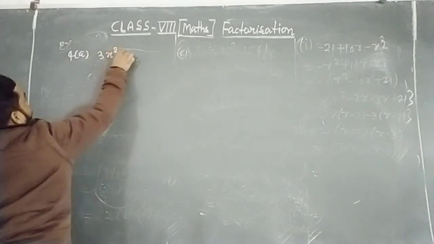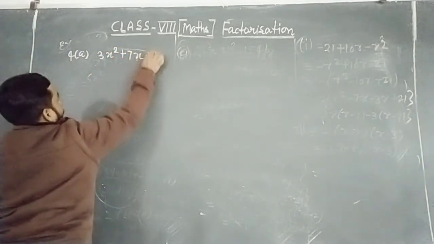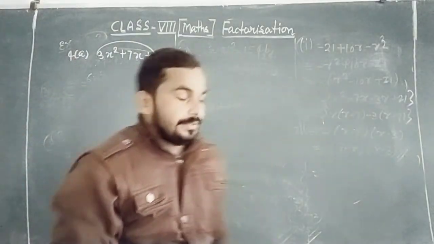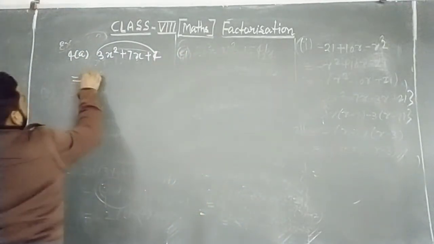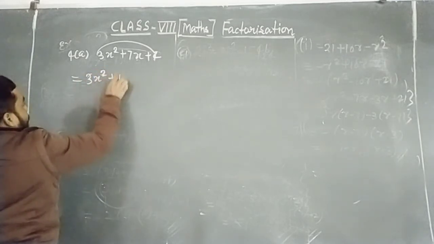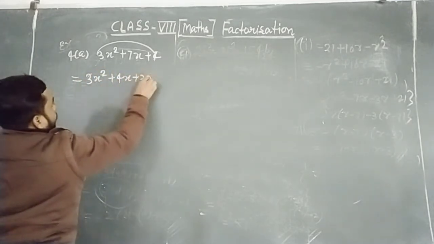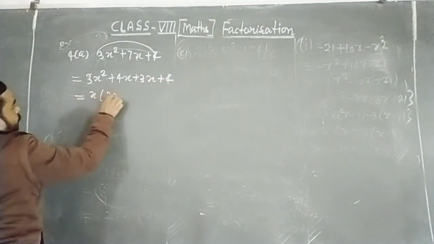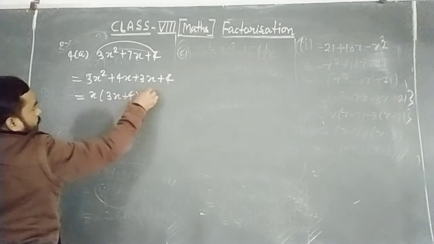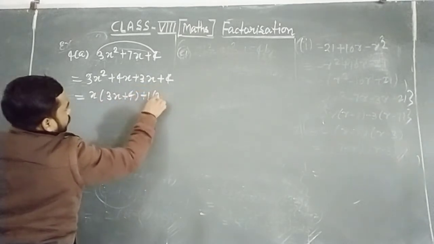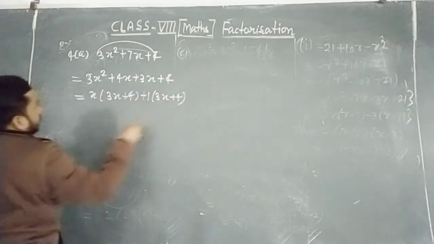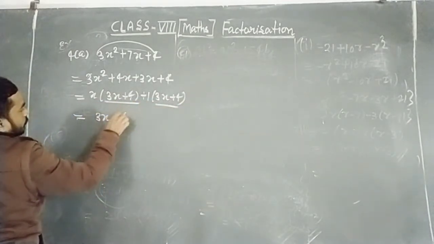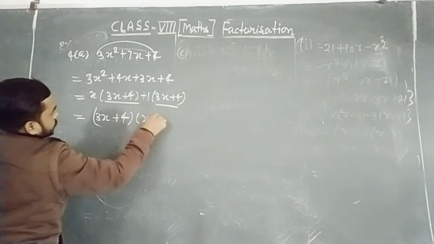3x square plus 7x plus 4. So 3 times 4 is 12, and 4 plus 3 is 7. So 3x square plus 4x plus 3x plus 4. x is common, 3x plus 4. Here there is no term common, plus 1 is common, 3x plus 4. So factors are 3x plus 4 and x plus 1.